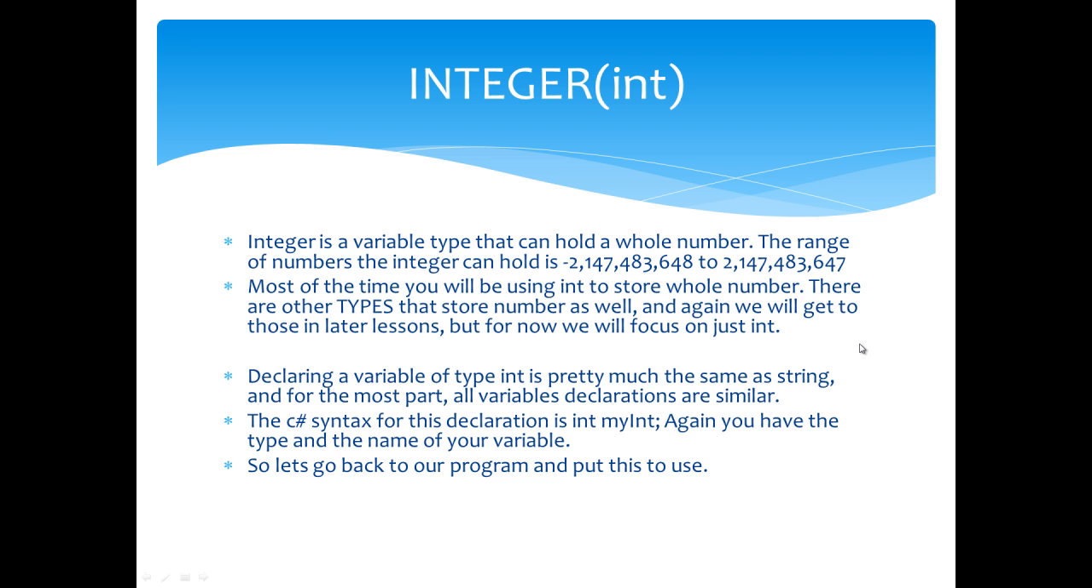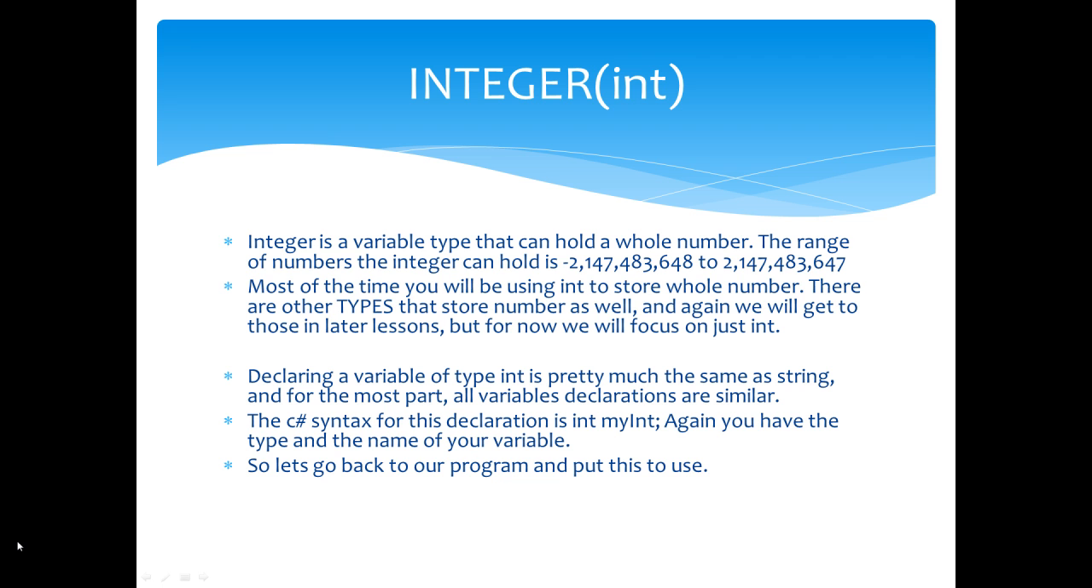Alright, the next variable type that we're going to talk about here is the integer. Integer is a variable type that can hold whole numbers only in the range of -2,147,483,648 to positive 2,147,483,647. Most of the time you will probably use int or integer to store whole numbers. There are other types that store numbers as well, but we'll get into those in later lessons. For now, we'll just focus on the basic int.